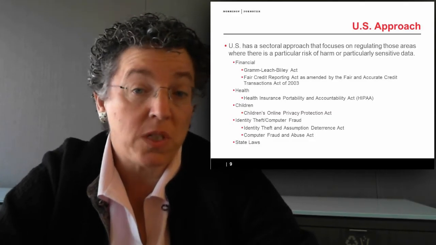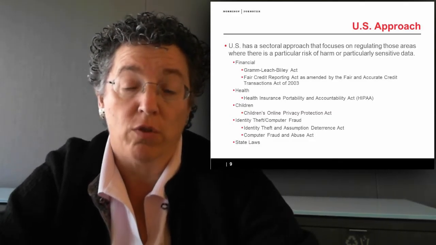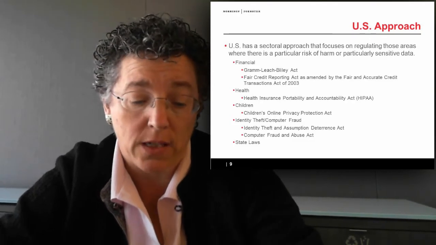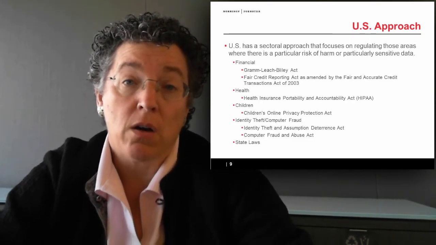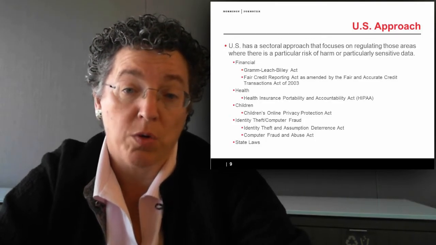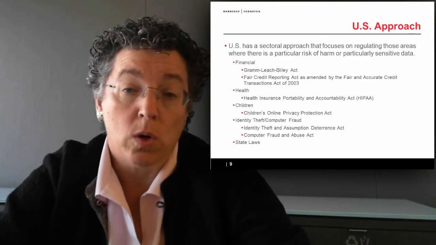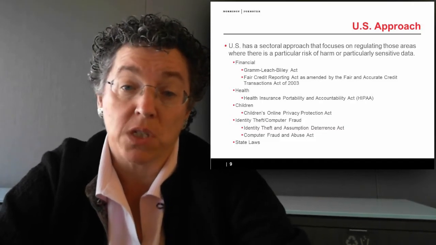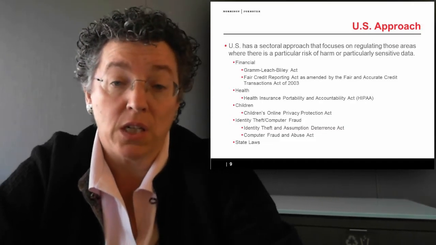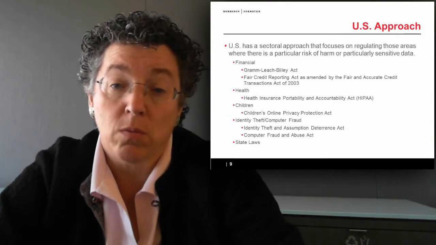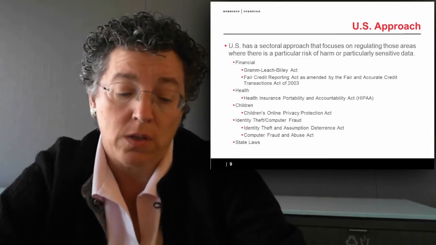We have laws specifically for financial institutions and for handling of financial information, such as the Gramm-Leach-Bliley Act and the Fair Credit Reporting Act. We have specific laws that are aimed at hospitals and healthcare providers that deal with health information, such as HIPAA, or there are several states that also have specific healthcare laws. We have specific laws aimed at protecting children. The Children's Online Privacy Protection Act is one federal example.